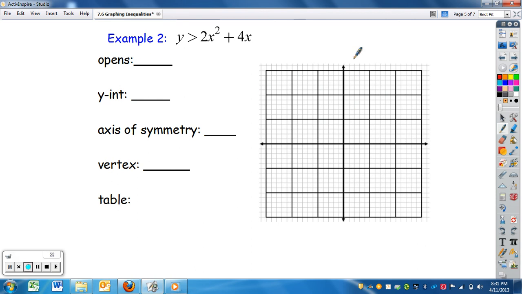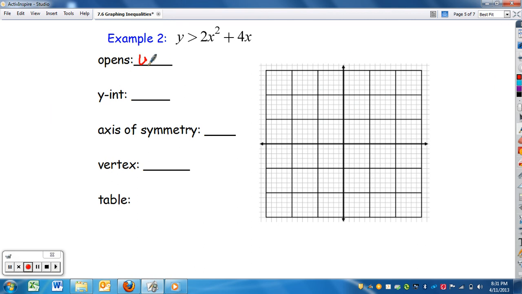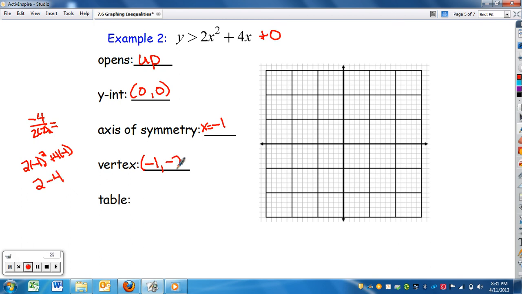So let's look at example 2. This one also is going to open up because a is positive. My y-intercept, this is plus 0, so my y-intercept is (0, 0). My axis of symmetry, negative 4 divided by 2 times 2, gives me negative 1. x equals negative 1. My vertex will be at x equals negative 1. So plugging in, 2 times negative 1 squared plus 4 times negative 1. That's negative 1 squared is 1, times 2 is 2, minus 4 is negative 2.